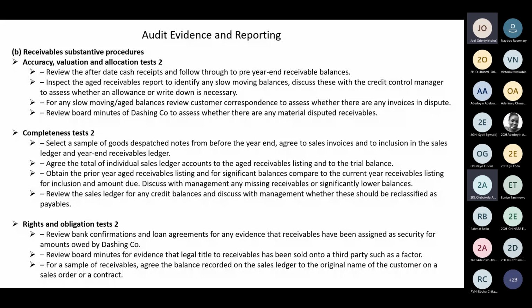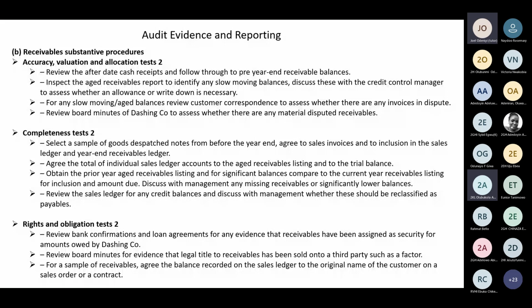Obtain the prior year aged receivables listing for significant balances and compare to the current year receivables listing for inclusion and the amounts due. Discuss with management any missing receivables or significantly lower balances. So this procedure is a bit of an analytical procedure where you're comparing prior year receivables with current year receivables, and then if you see any that have significant differences, you can investigate them. Right, so that will always help you confirm completeness.